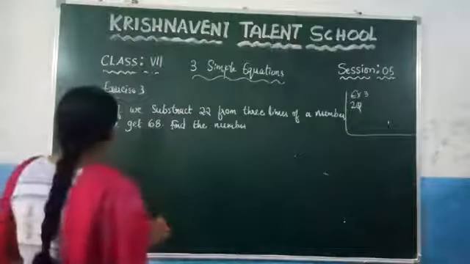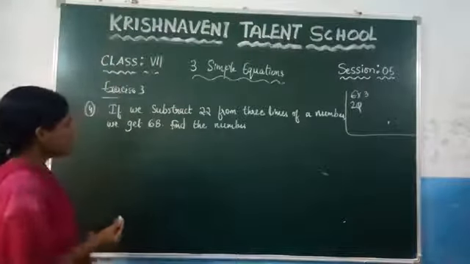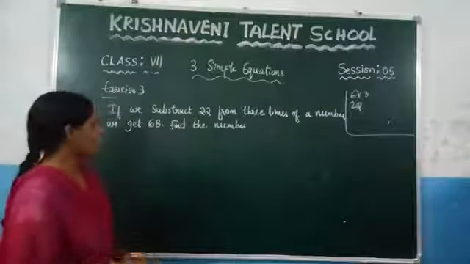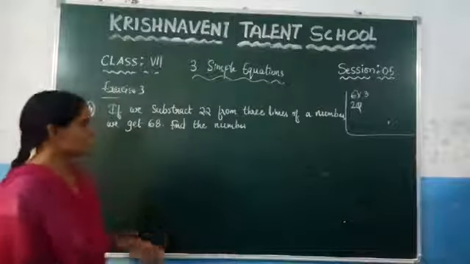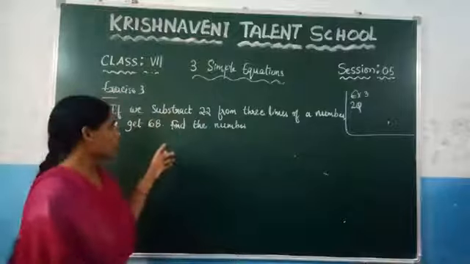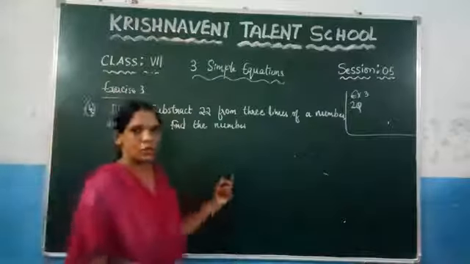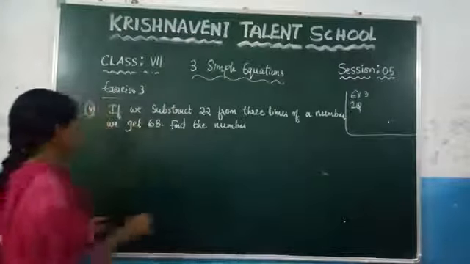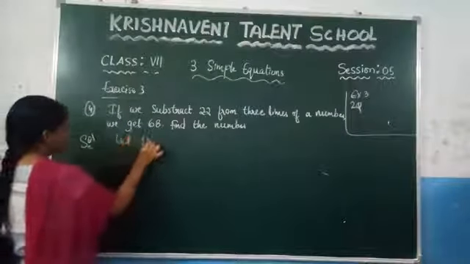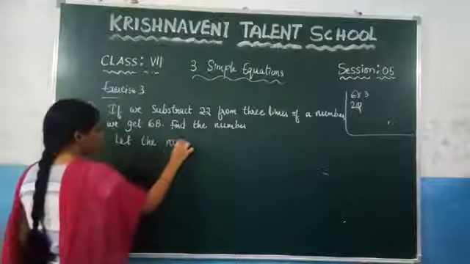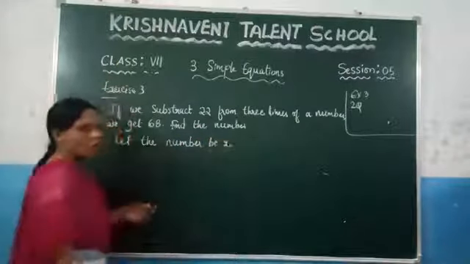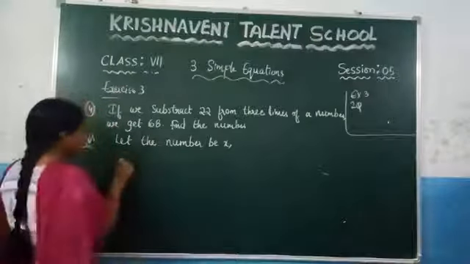So this is the next problem. What is the problem they have given here? If we subtract 22 from 3 times of a number, before the question we had addition, and here they have given subtraction. So if you subtract 22 from 3 times of a number, you are getting the result as 68. You need to find what that number is. Similarly here, in the solution, we don't know what that number is. Let the number be x. So according to the problem, you can write the equation.